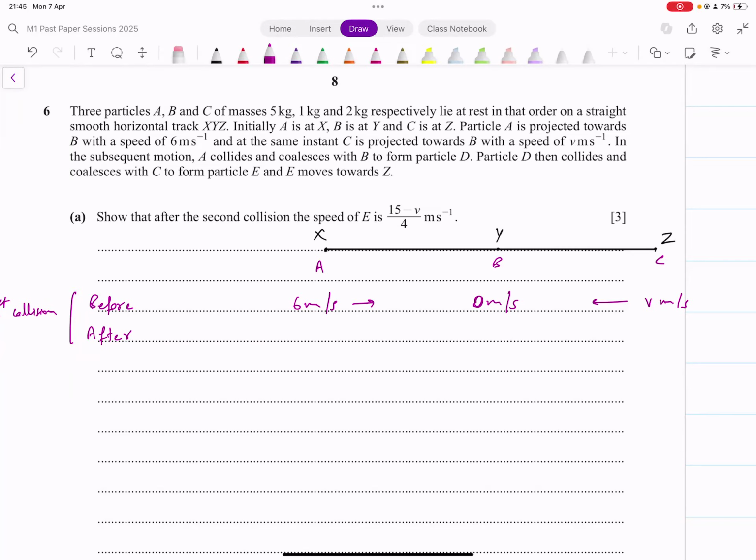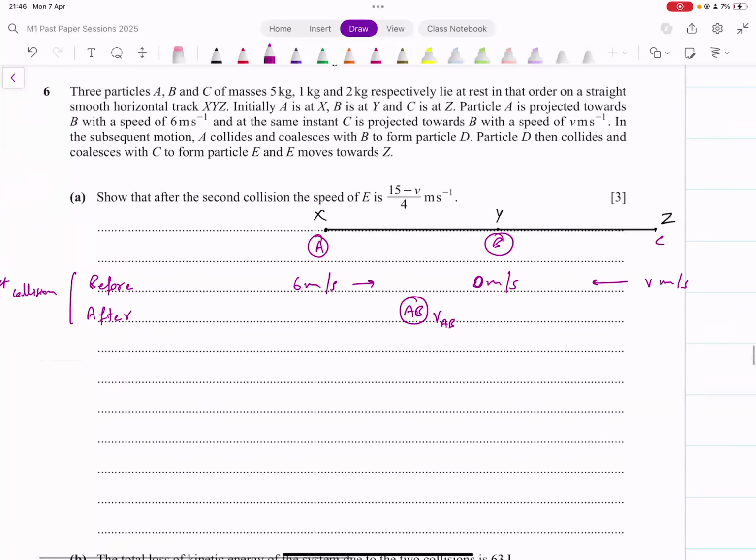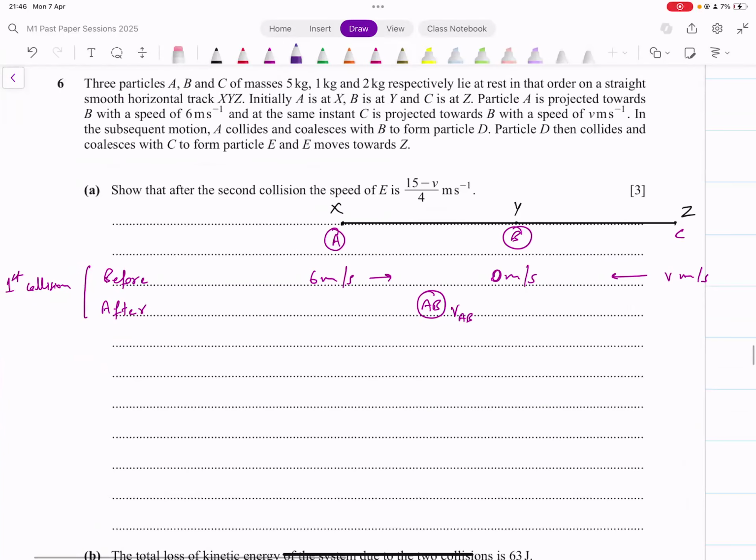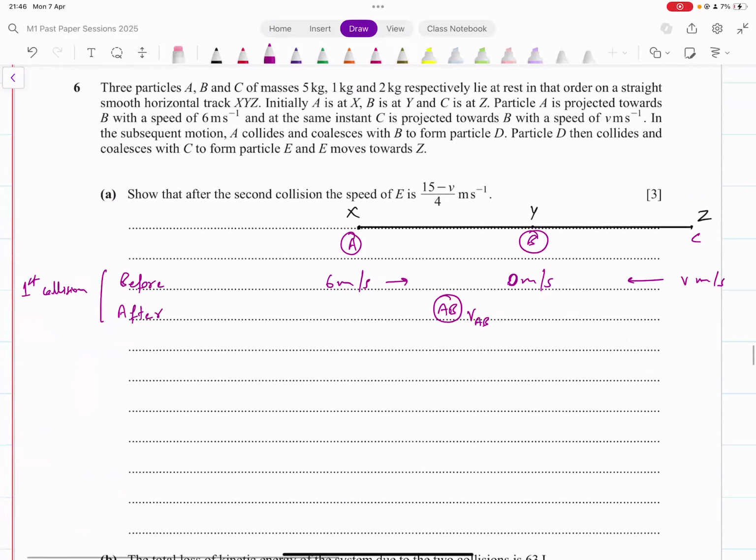A and B coalesce and they become a single object. So earlier they were A and B. Afterwards, they become a single object, and we don't know what the speed of that single object is. Let's say this speed is VAB. Can we find that? Let's try to find that first. Apply conservation of momentum on this first collision and see what that gives us.